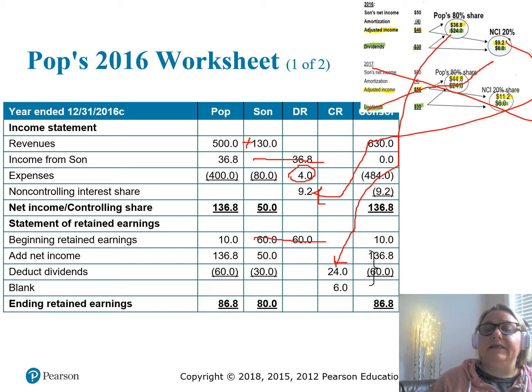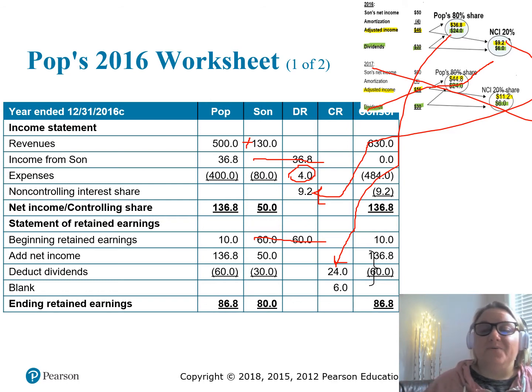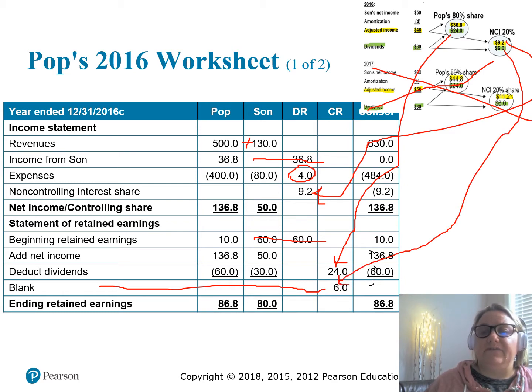Okay, and then somebody says, well, what is this part that says... just trying to see my own stuff. What is this part? This is blank. This right here, this 6th amount. This is the share of the dividends from the non-controlling interest right here. That's the non-controlling interest dividends.